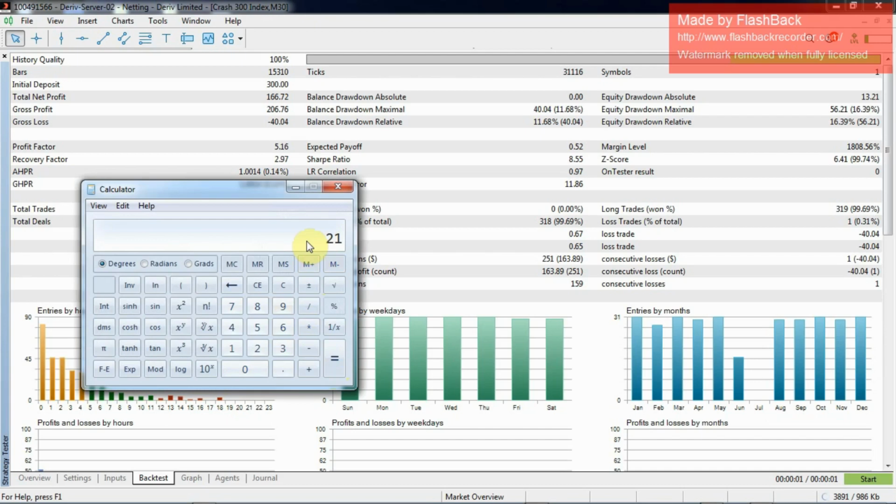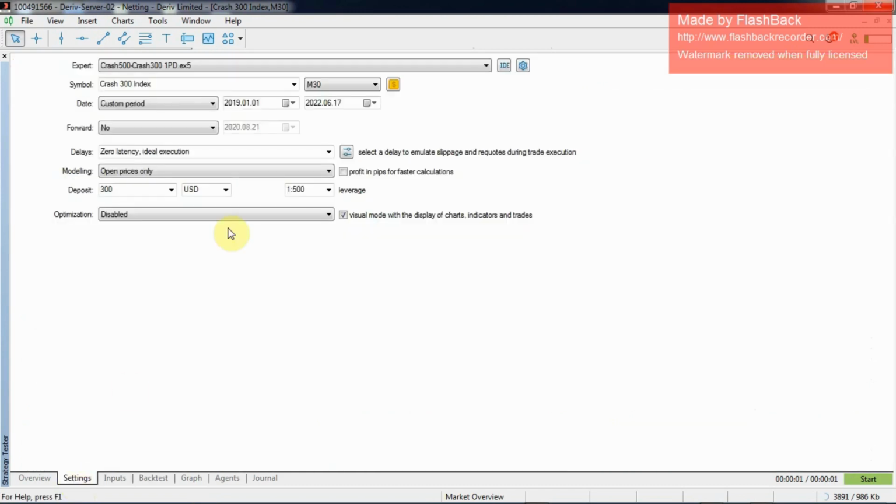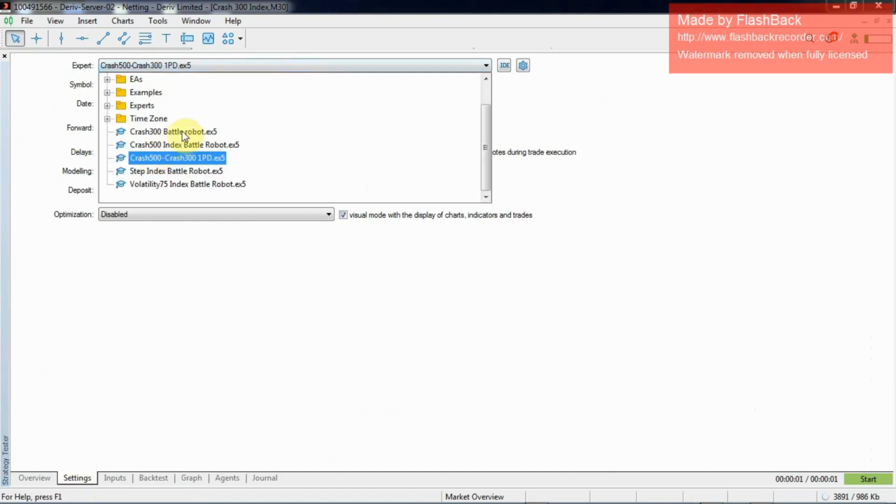So now you won't just be trading one robot. No, you'll be trading different robots if you have a bigger account. So this one will give you 21. Okay, so now let's go to the last one.